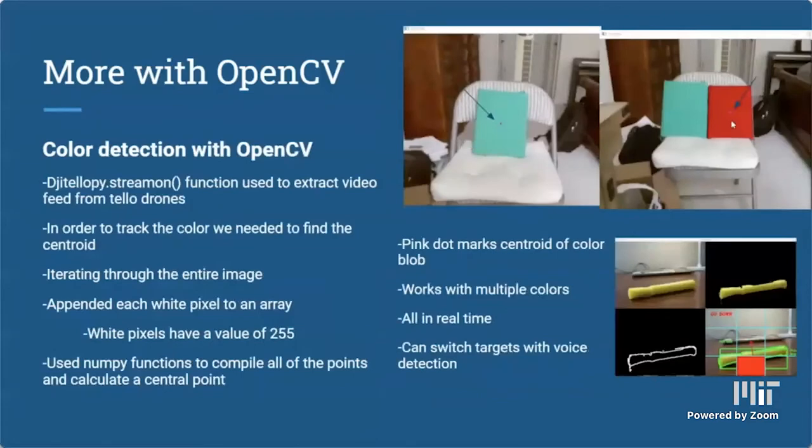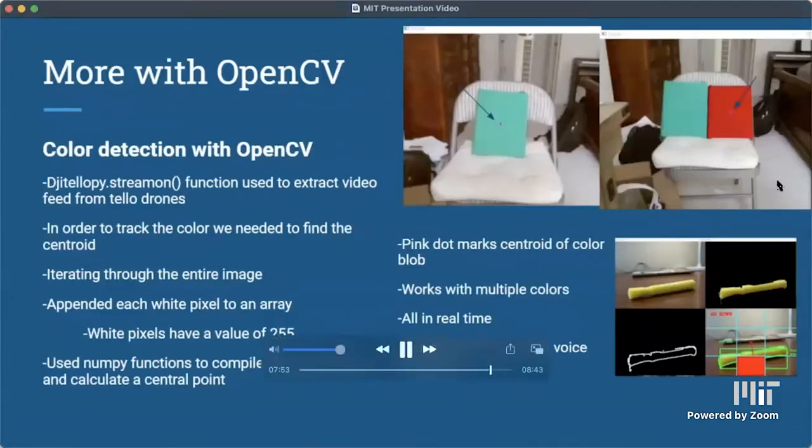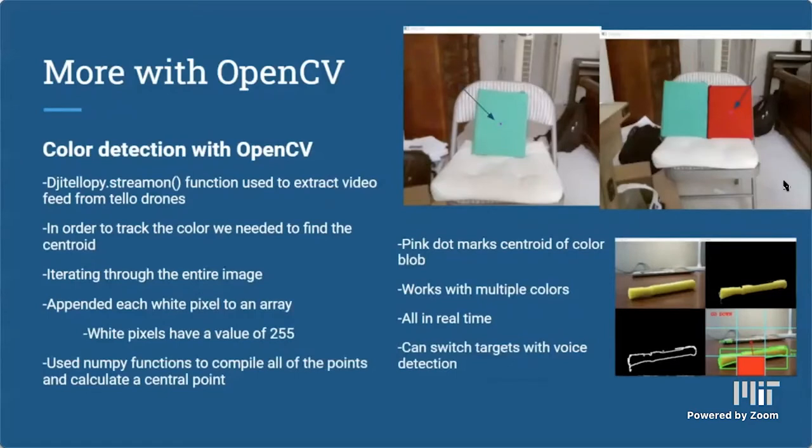Now, to connect our drone to color detection, all we had to do was use the DJI Tello Pi stream on function to extract the video feed from the Tello drones. In order to track the color, we needed to find the centroid. So to do this, we iterated through the entire image using 2 for loops and appended the locations of each white pixel to the pre-made array that we made. We used an if statement to detect if the value of a pixel was a white pixel, since it would return the value 255 if it was white.